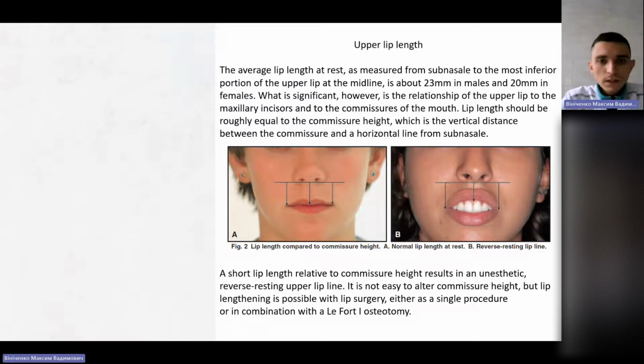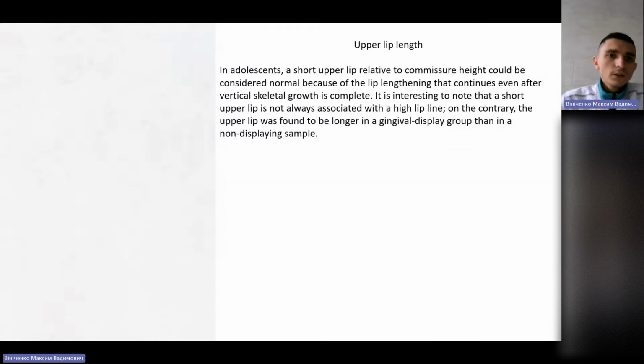It is not easy to alter commissure height, but lip lengthening is possible with lip surgery, either as a single procedure or in combination with a Le Fort I osteotomy. In adolescence, a short upper lip relative to commissure height could be considered normal because of the lip lengthening that continues even after vertical skeletal growth is complete.